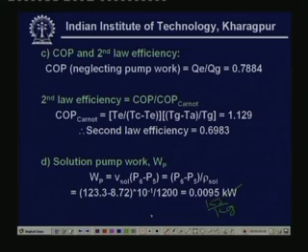And if you want to find out the actual work input, you have to multiply this. So, the actual work input W is Wp into the weak solution flow rate. If you multiply this into the weak solution flow rate, you will find that the weak solution flow rate is about 1 kg per second. Okay, so you will find that this is almost equal to 0.01 kilowatt, which is really negligible.